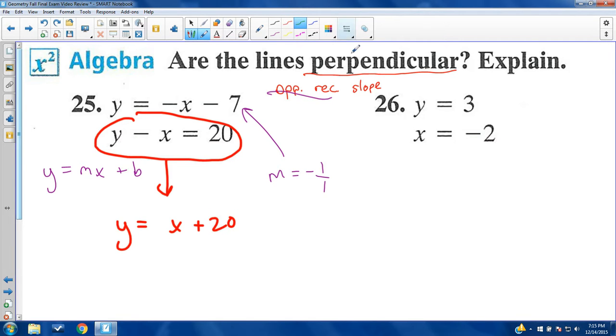It doesn't even matter if they're the same. What's the slope here? It's +1/1. 1 times x is 1. -1/1 and 1/1 are opposite reciprocals of each other. So indeed, yes, these are perpendicular.